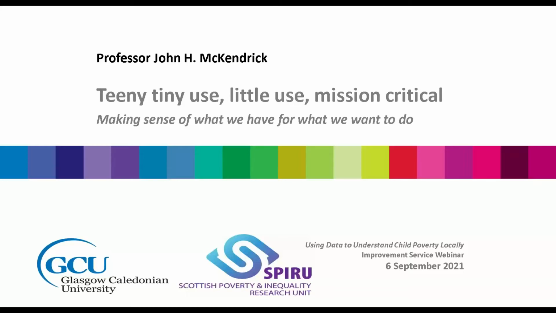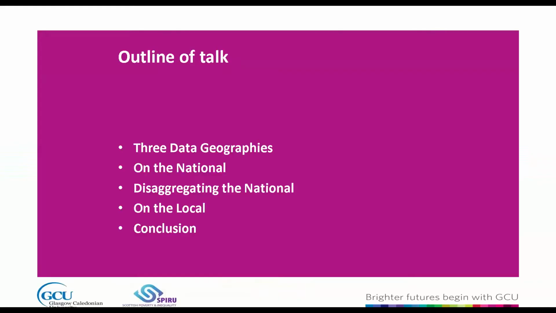And this refers to 3 data geographies. If we could move on to the next slide. So the 3 data geographies I want to touch upon are national data, national data that can be disaggregated to the local level, and local data. And I just want to draw a conclusion at the end. So let's talk about national data to start with, if we move on to the next slide.